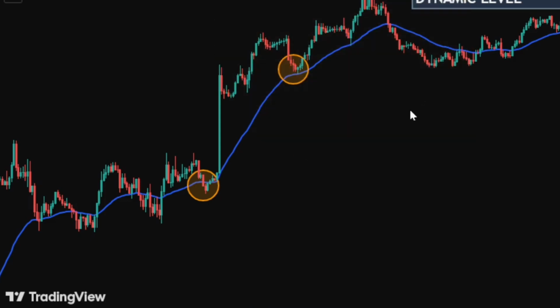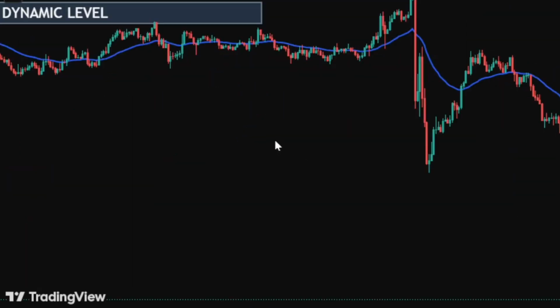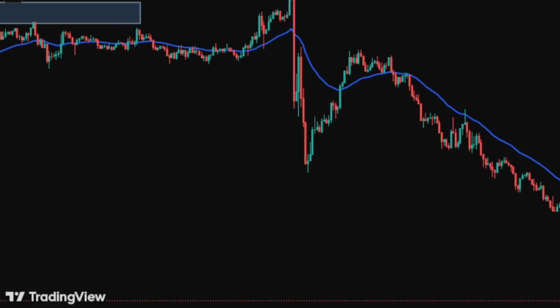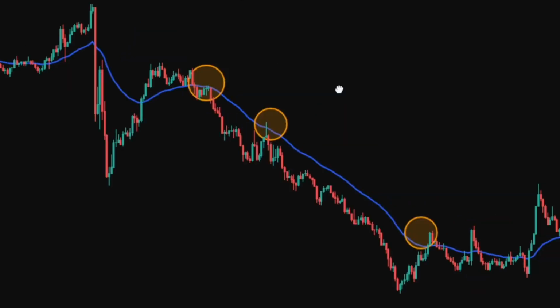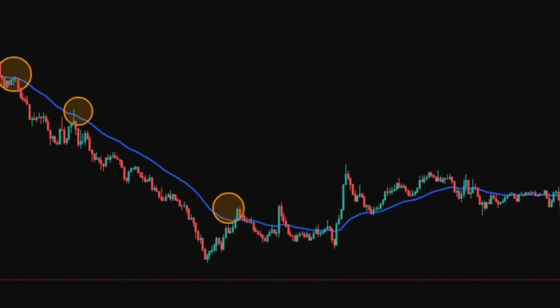Okay. Then let us now look at resistance. The first resistance is around here. Resistance, the second one resistance, and then the third one resistance. Then it created support around here, on and on. So EMA can help you find the support and resistance without pressing, but I don't encourage this one.